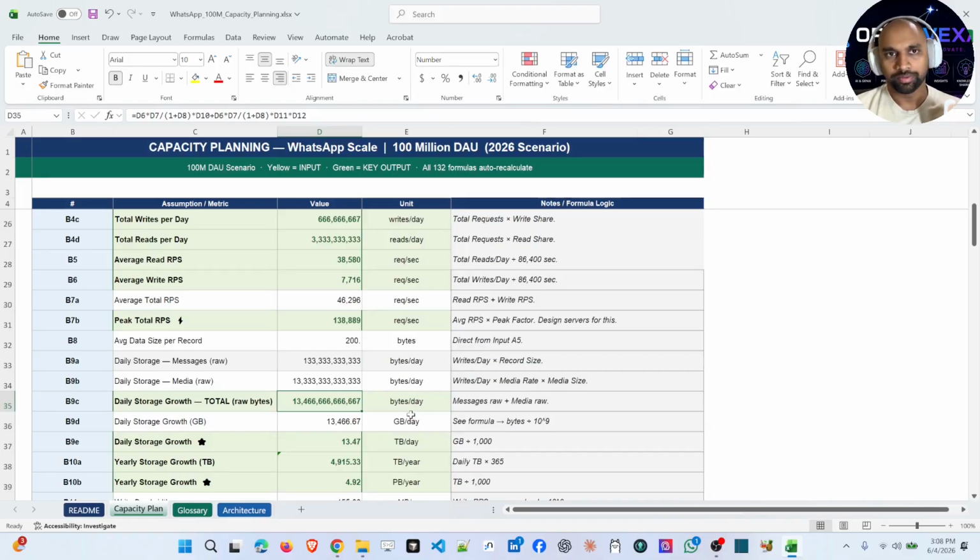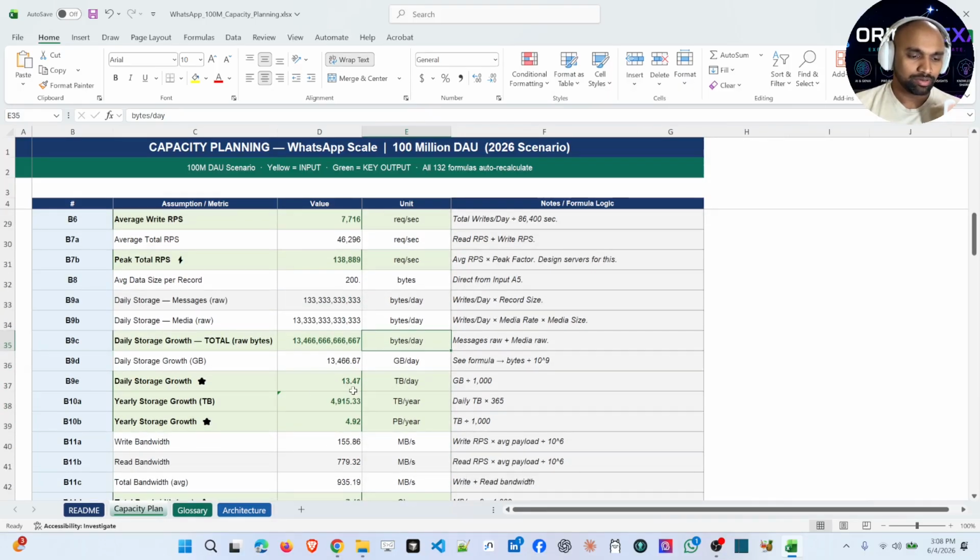We need to convert them back to GB, TB, and petabytes. Total data storage growth is considered in GB. Initially it was in bytes, and that is converted into GB. It's around 1300K GB per day, and daily storage growth will be around 13.47 terabytes a day.